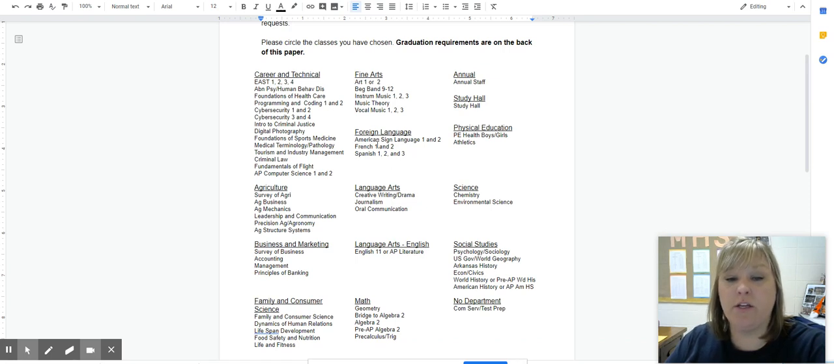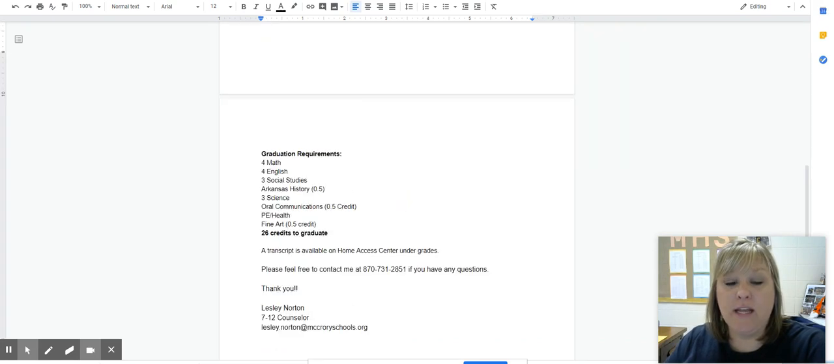Now, if you'll notice right here, that means that you have to take either sign language 1 and 2. It can't be sign language 1 and Spanish 1. It has to be the same foreign language for 2 years. Now, 9th graders, you can start looking at this right now, okay? So you can start registering for the foreign language classes to be taken on Virtual Arkansas as a 9th grader. That is an option.